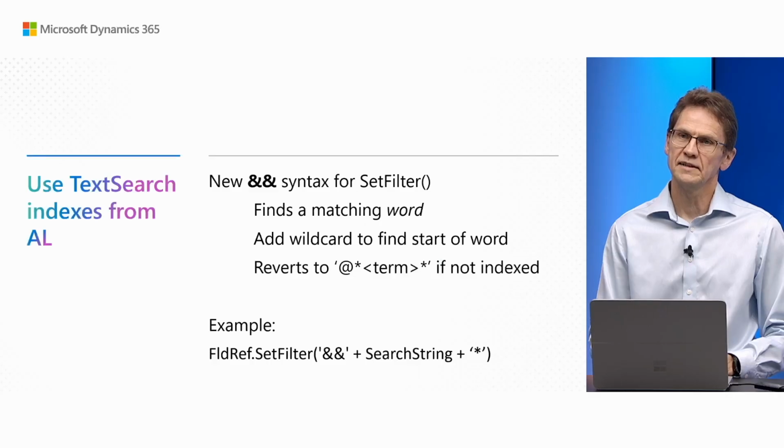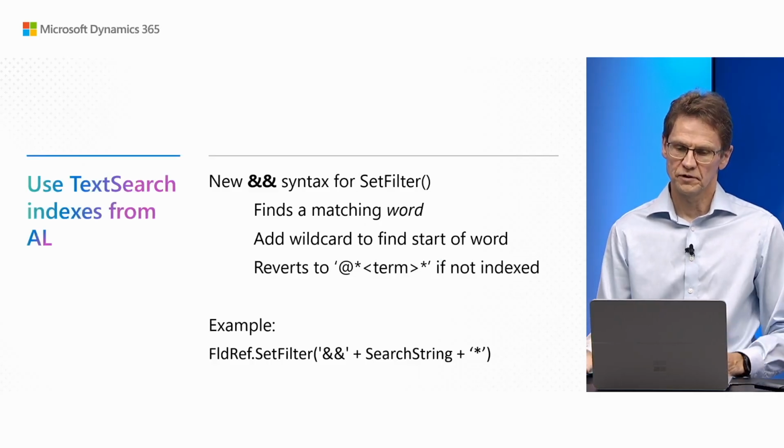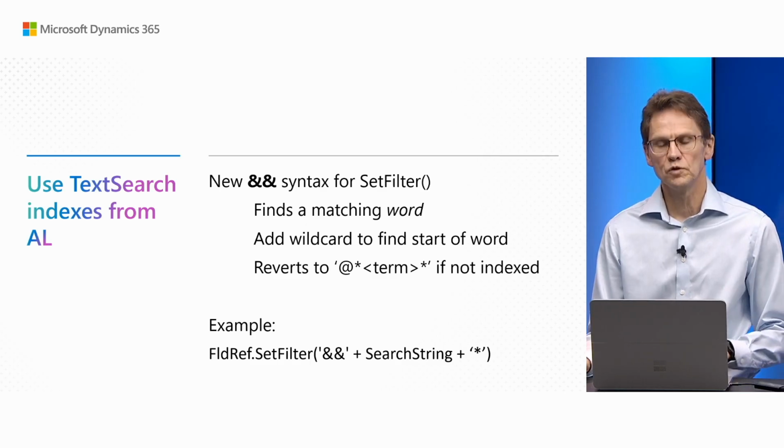Now, it's not only in the UI that you can make use of modern search. You can also use it on the record API. It is built into the setFilter method, so you can now use the new operator when calling setFilter. There is an example down here, fieldref.setFilter and search string star. It will find a matching word.